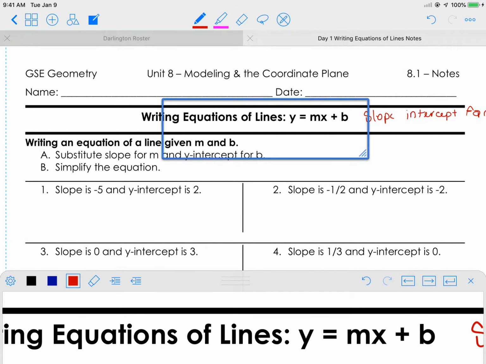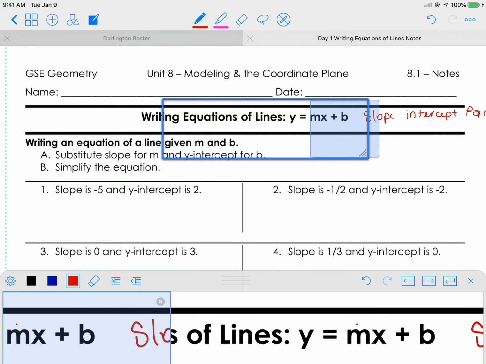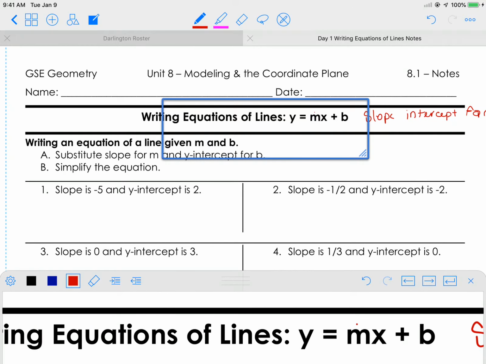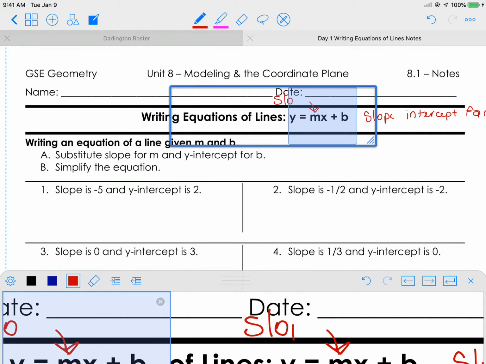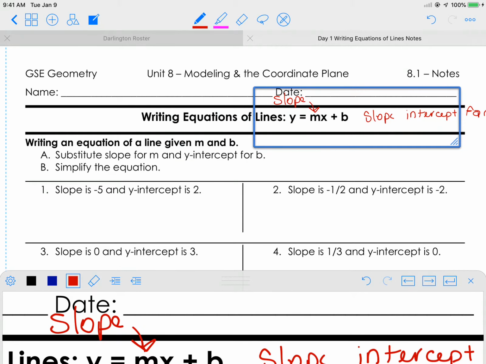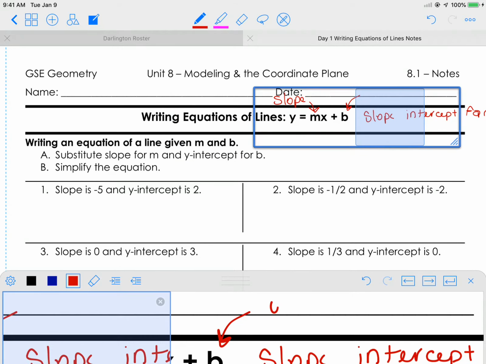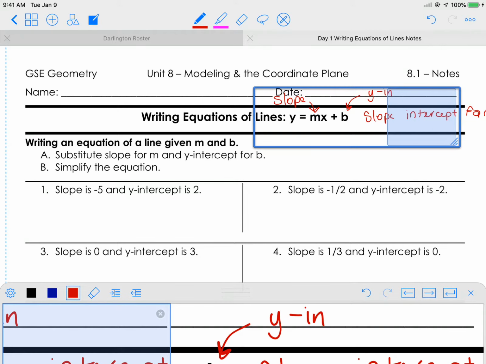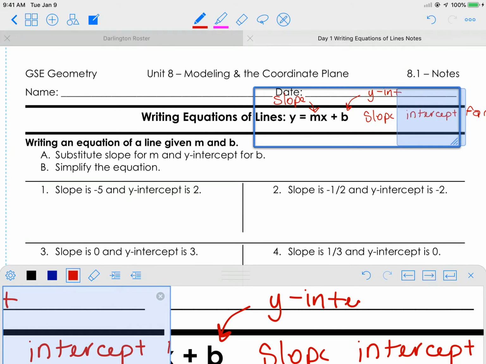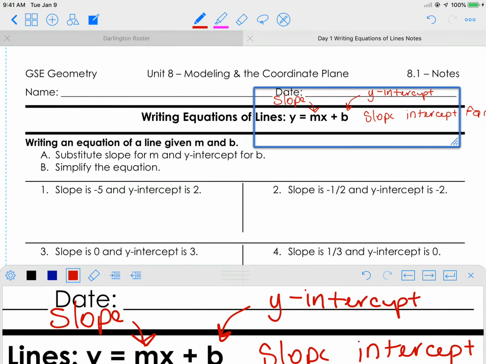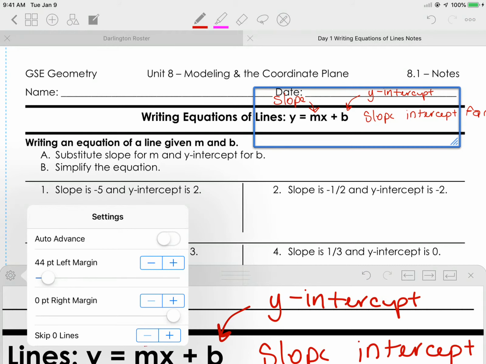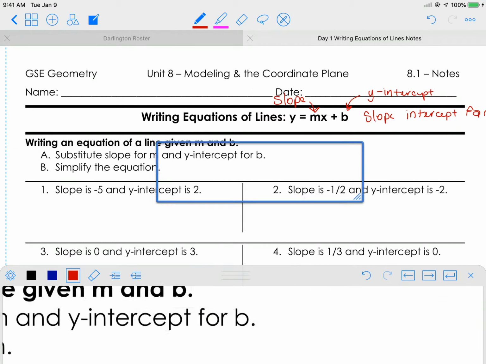So if I look at my equation, m is my slope, and that's just my change of y over my change of x. And then b is my y-intercept. Okay, and hopefully, again, this is a little refresher from way back in the Algebra 1 days.